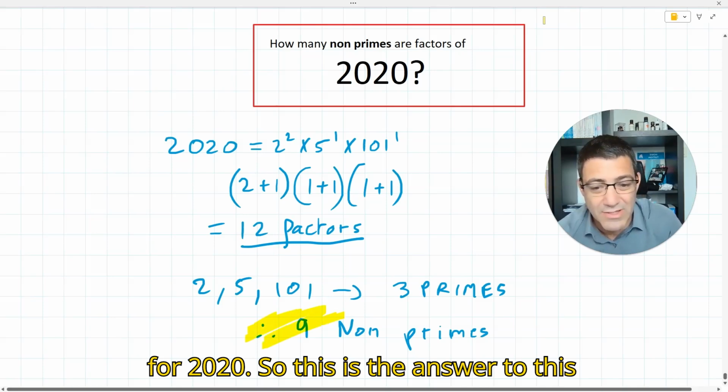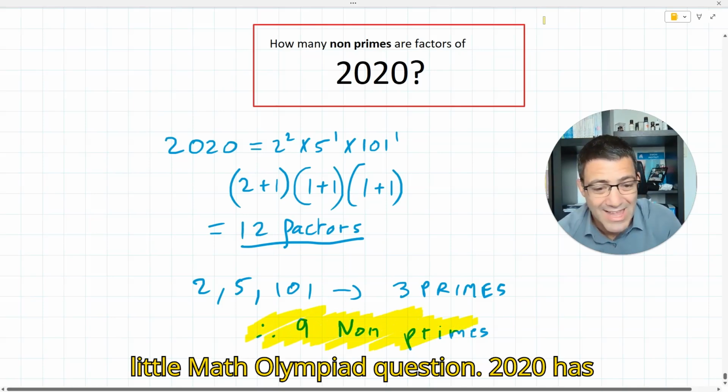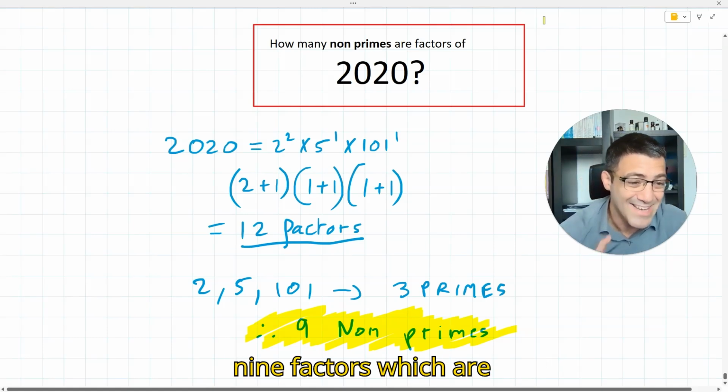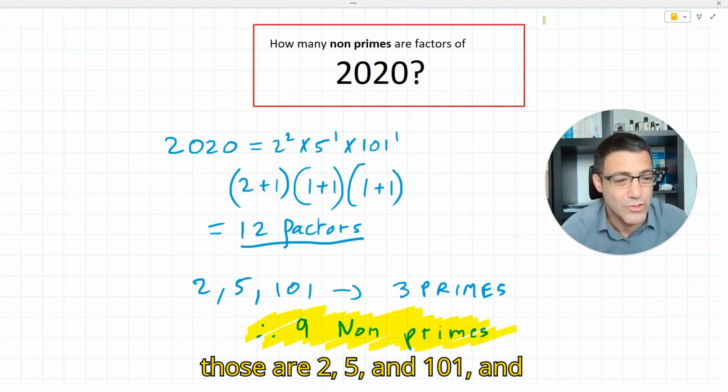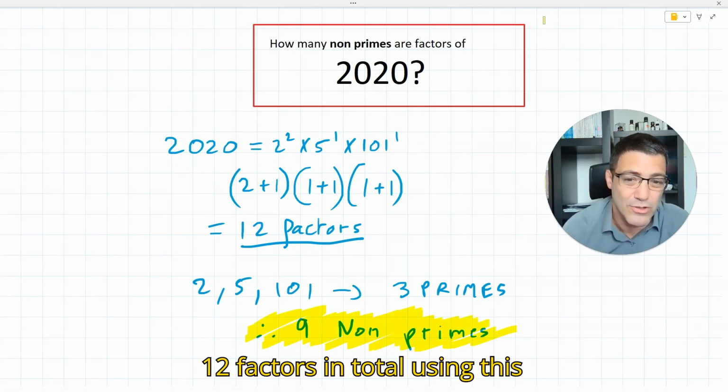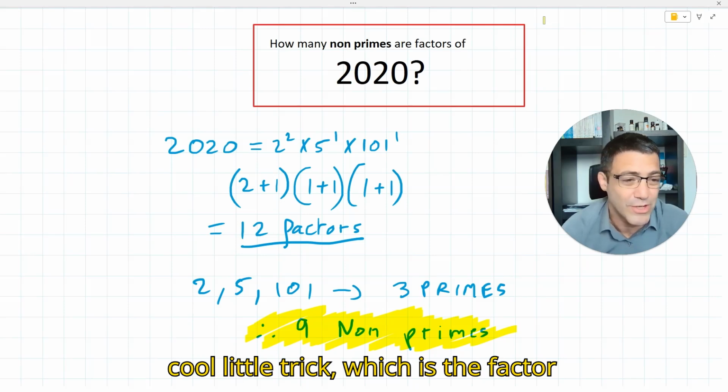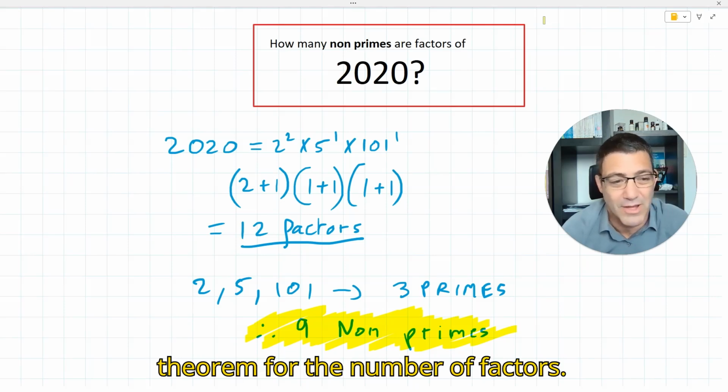So this is the answer to this little Math Olympiad question. 2020 has 9 factors which are non-prime, 3 factors which are prime, those are 2, 5, and 101, and 12 factors in total using this cool little trick, which is the factor theorem for the number of factors.